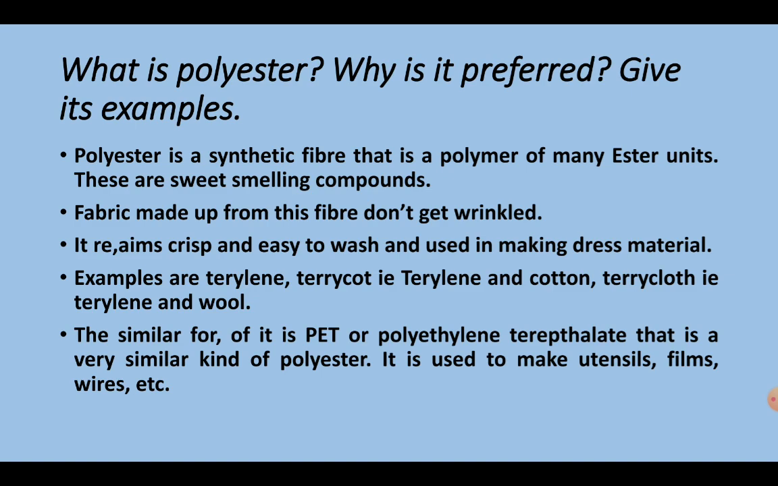Now why is it preferred? Because the fabric made from this fiber doesn't get wrinkled and it regains its crispness, and it is easy to wash, and it is used in making dress material. Now give its examples. The examples of polyester are very important. Terylene, that is terry plus lene, then terrycot. So terylene plus cotton forms terrycot.